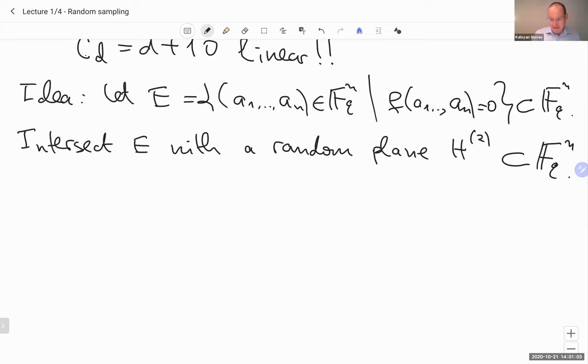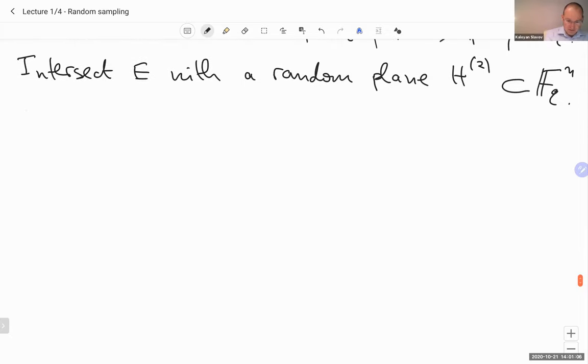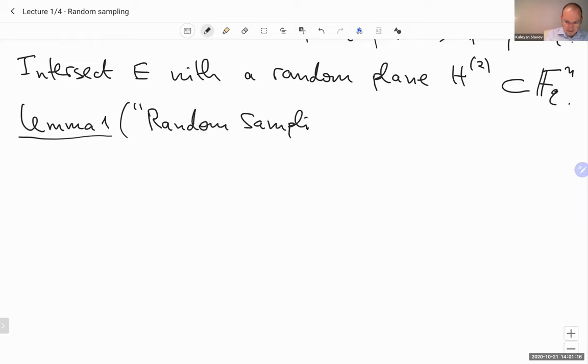Now, this idea you can find on Tao's blog. So I state here lemma one, random sampling. And you can find it on Tao's blog. The proof we'll give is we combine the Kaipur and Matera idea to look at slices with the plane with Tao's idea to study the statistics when you intersect this set with a random plane. Now, here is this lemma. It's purely combinatorial. There is no algebraic geometry in the lemma. It's really point counting.